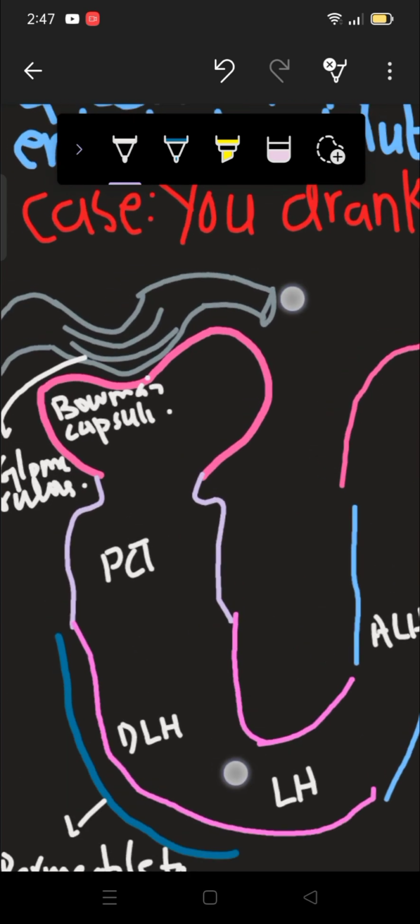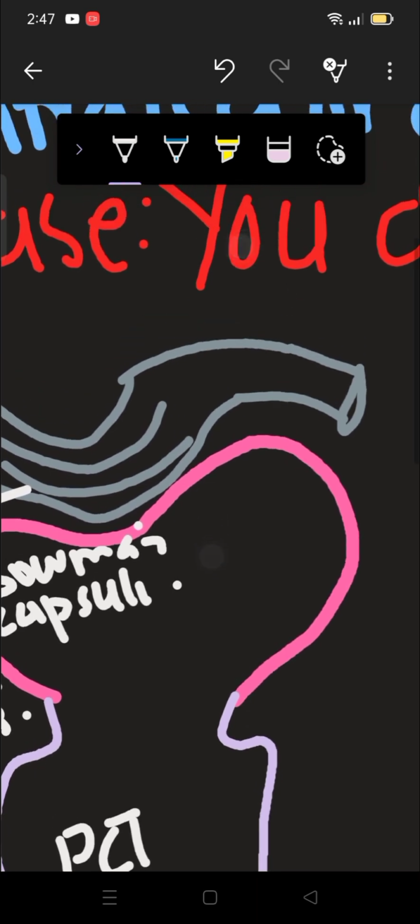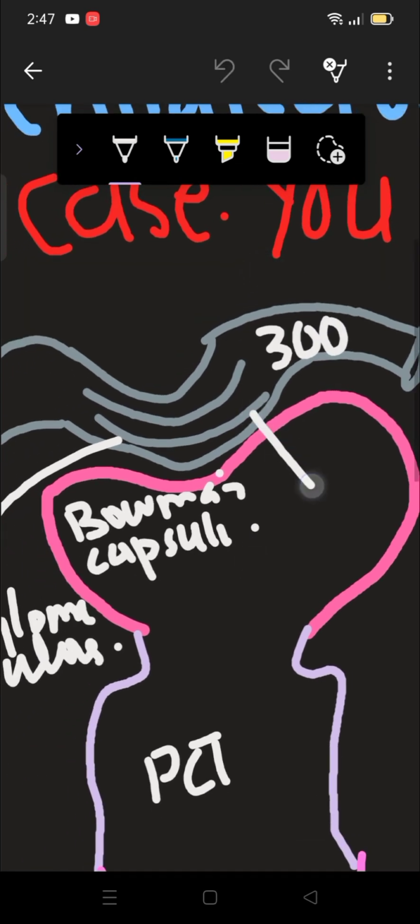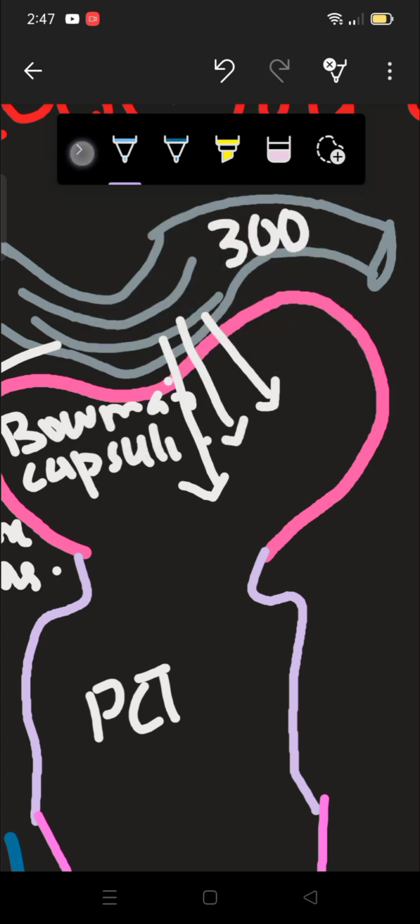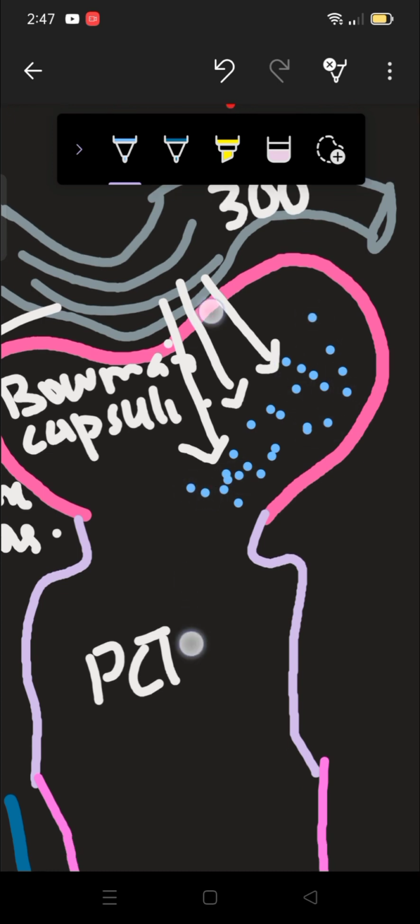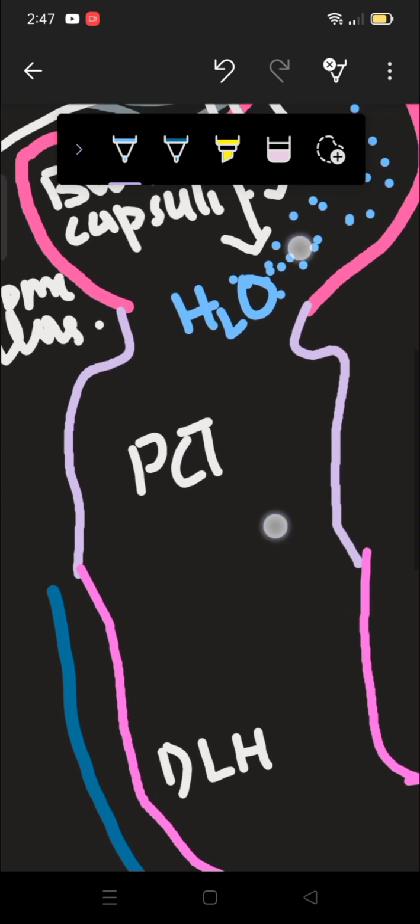Now what is happening? As we know, in the glomerulus the osmolarity of blood is 300 osmol per liter. And here the filtration is happening. So now here we have the water, which I am marking with this color. Here we have water, H2O. Alright, when this water comes to the PCT, the osmolarity would be the same as that of the blood.